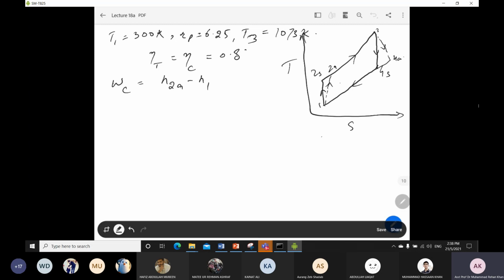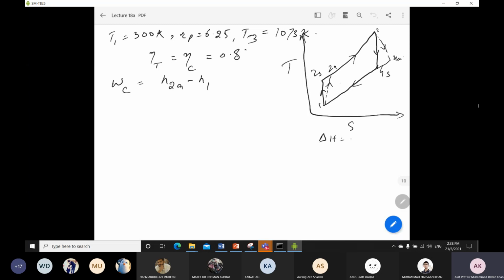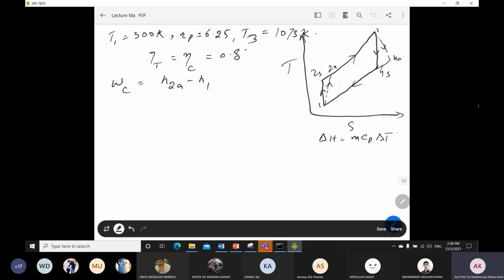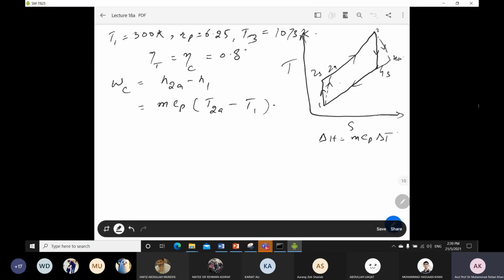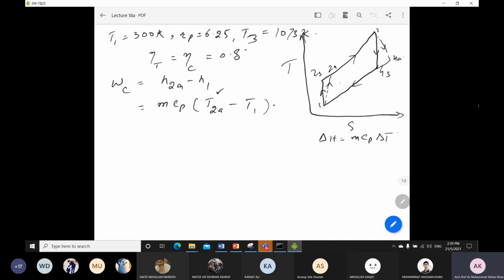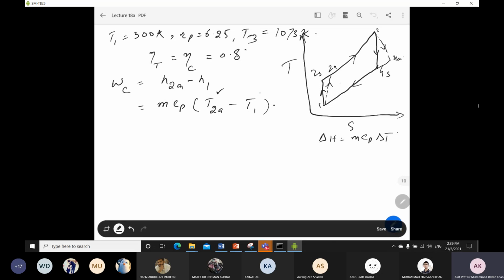I already told you that delta H is equal to m Cp delta T, which we already know from the previous thermodynamics 1 knowledge also. So we can simply say that the compressor work will be equal to m Cp (T2a minus T1). Now we have to find the value of T2a, because T2a is not known to us, while T1 is known from the question.